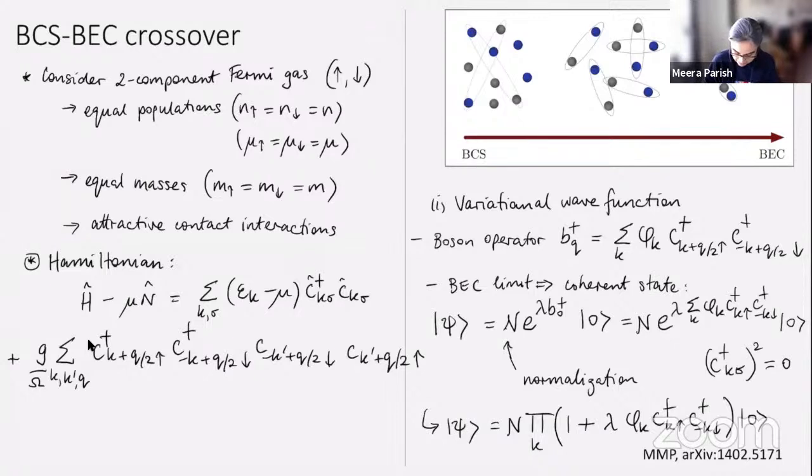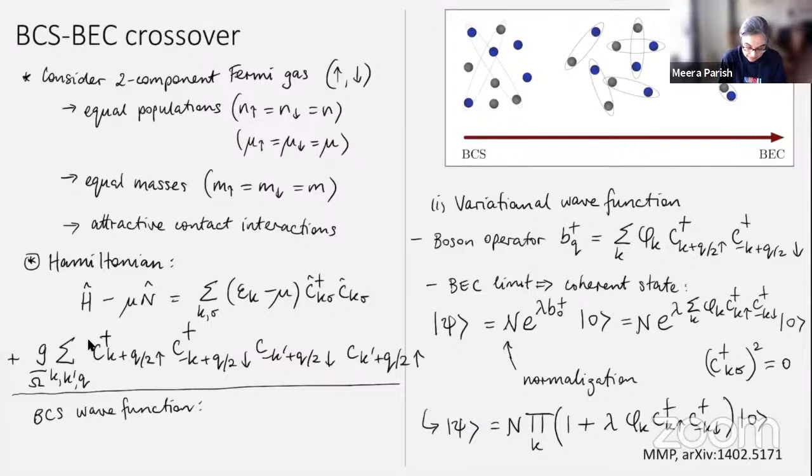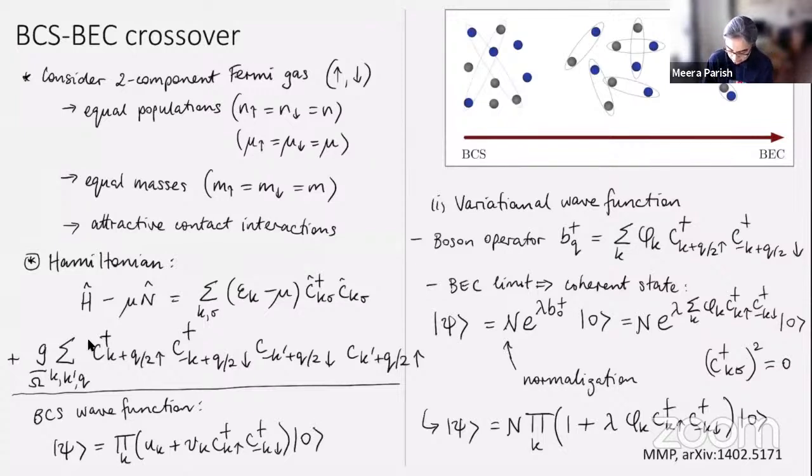Once I write it down, this is the BCS wave function that was written down for superconductivity, just given by this. Okay. All right. So now you just need to define, essentially, if you define your n and your lambda in the right way, this can be exactly written in terms of UK and VK here.